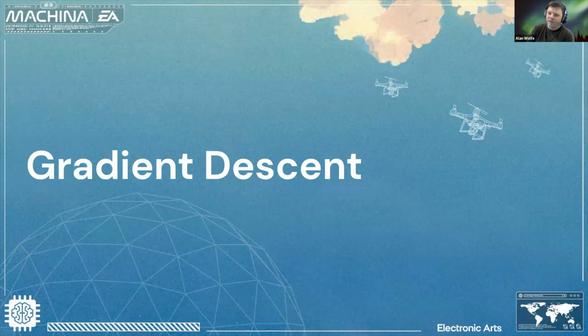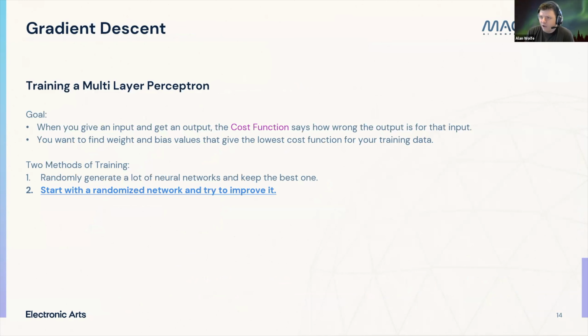Okay, so next up, let's talk about gradient descent. Gradient descent is how we train neural networks usually. And so let's talk about training real quick.